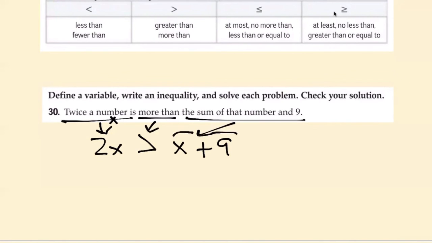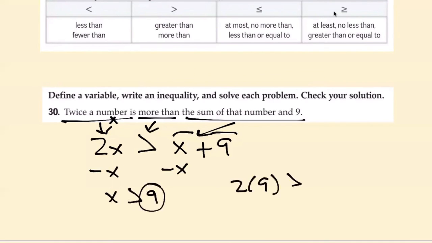And then to solve this, you would just do what we've discussed. We'll subtract x from both sides. That gives you x is greater than 9. And then you would check your solution by putting 9 into this and say, well, is 2 times 9 greater? And when you check these, you're going to get an equality on these. So the big thing is if you get an equality on this, this means it works.